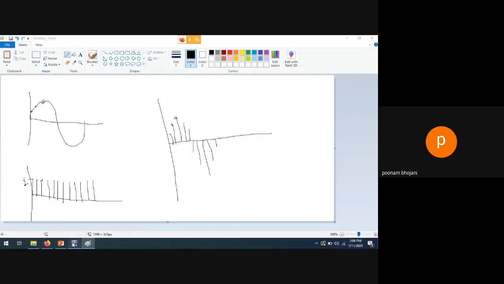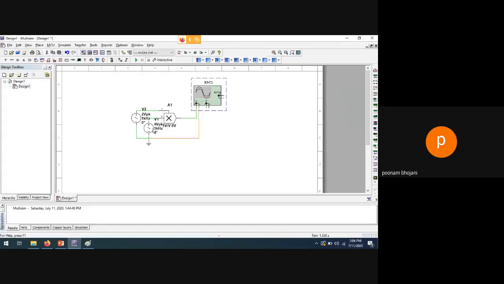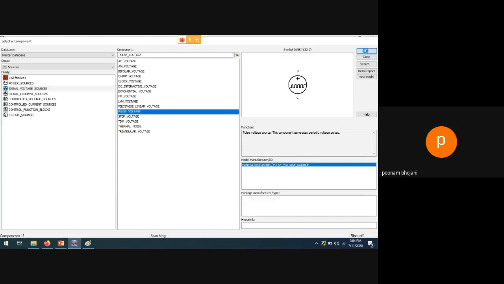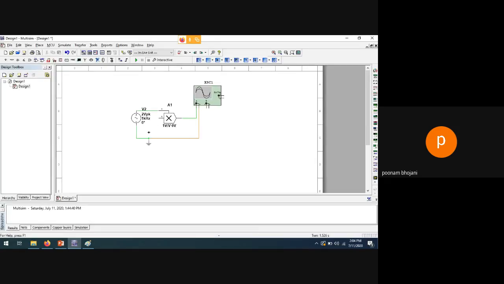And this type of pulse train is available in Multisim. Let me tell you where. If you go again to the signal voltage sources, then pulse voltage is there. If you take that pulse voltage as the other input of the multiplier, then let's see what will happen.